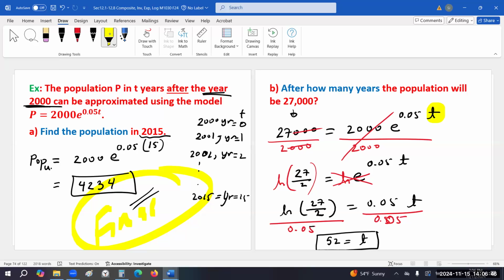So what problem are we doing? We have 27,000 and 2,000, so they can do it. Yeah, that's 27 divided by 2, not 5. Okay. And then for this one. Okay.